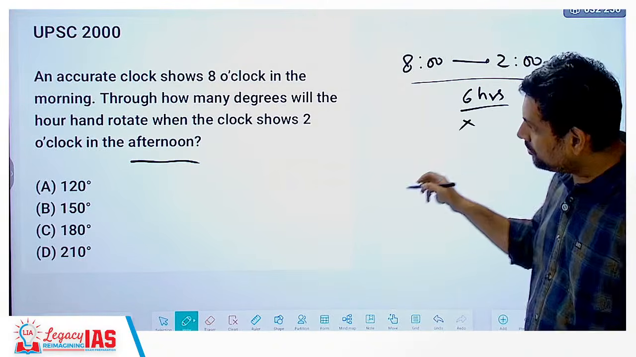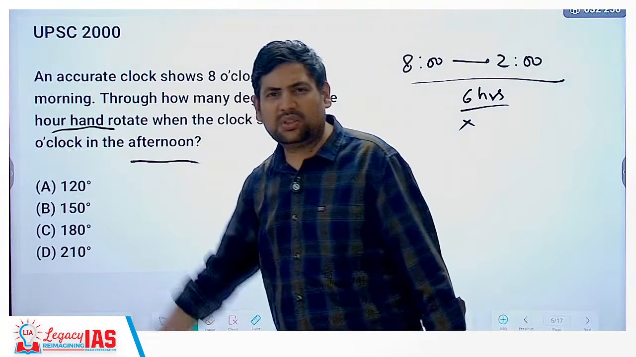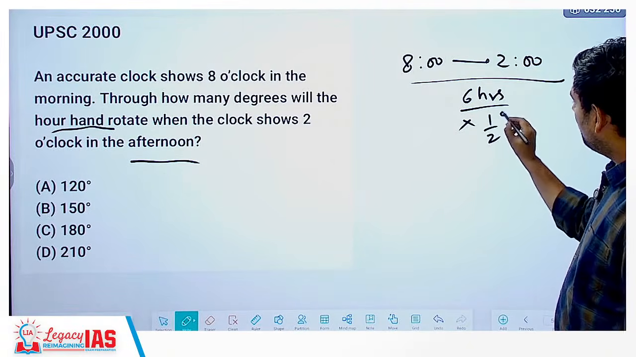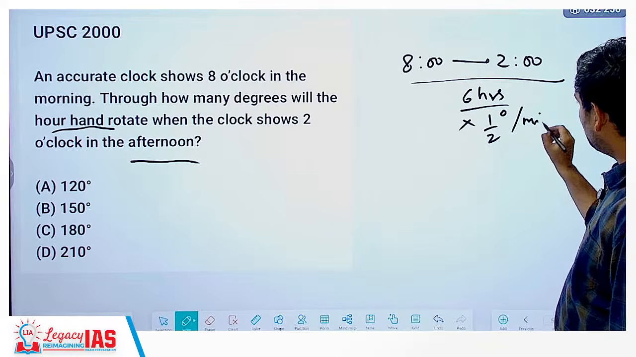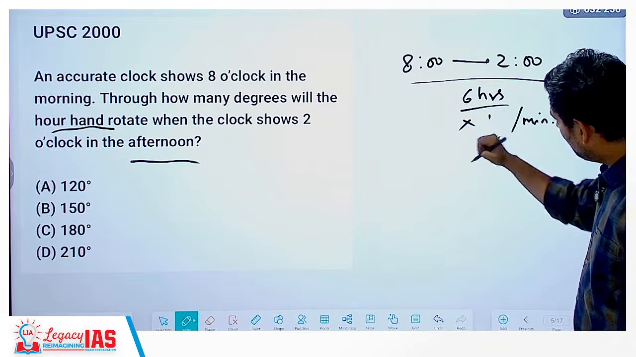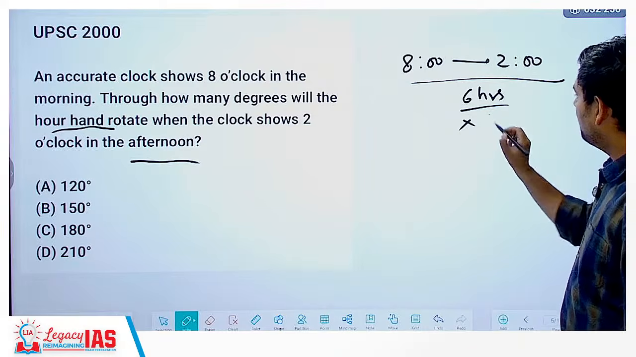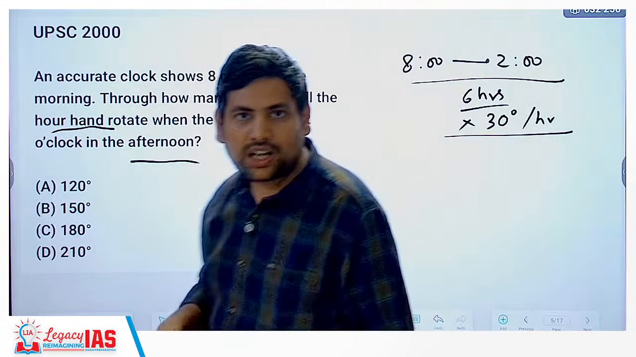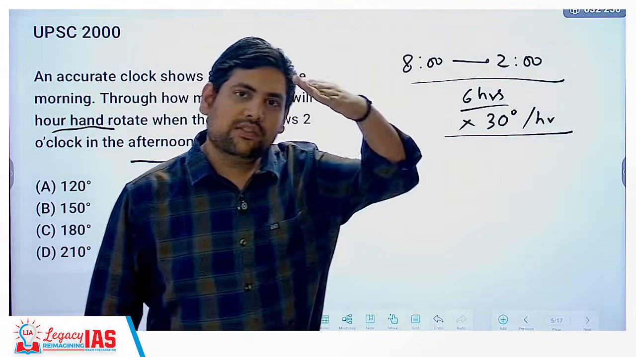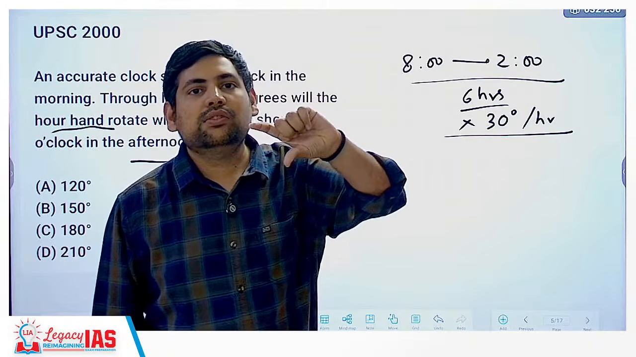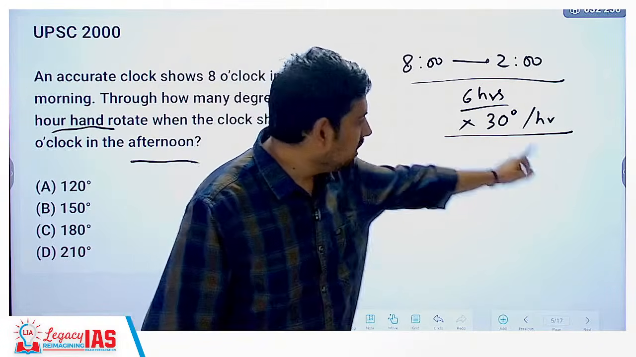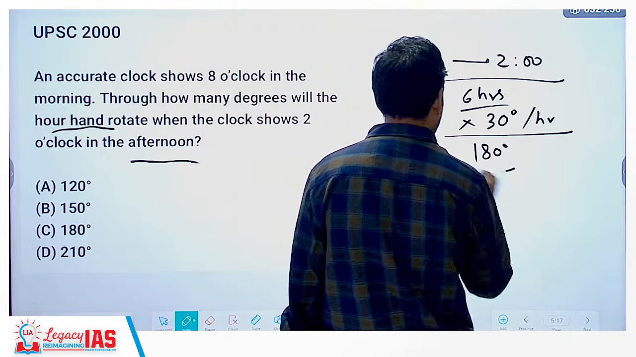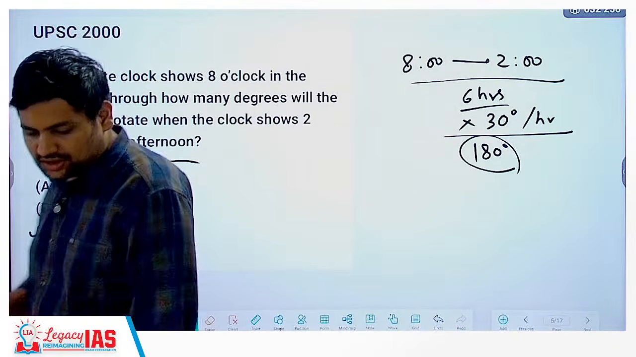Now in 6 hours, how much will the hour hand rotate? Hour hand goes at what speed? This goes half degree per minute. Correct? Or the easier one, that is 30 degree per hour. How did you get 30 degree per hour? If you remember how we were calculating it, from 3 to 4 the hour hand went, and it was actually 30 degrees in 1 hour. So 30 degree per hour, and total how many hours? 6 hours. Just multiply them. So what is the angle? 180 degree. Answer becomes C, that is 180.